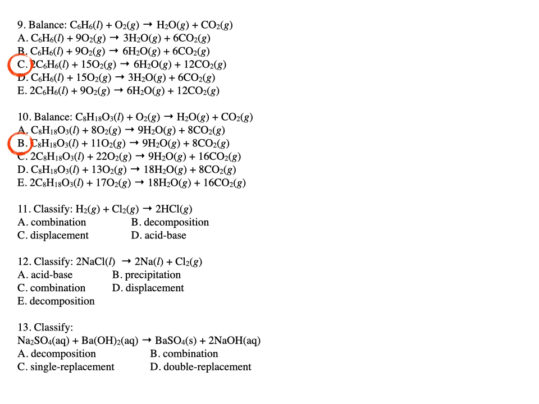11, classify. That's a combination. That's another word for synthesis. 12, classify. That is a decomposition. That is one reactant, 2 or more products. 13, that is a double replacement reaction. 2 compounds on the left, 2 compounds on the right, where the cations simply switch partners.